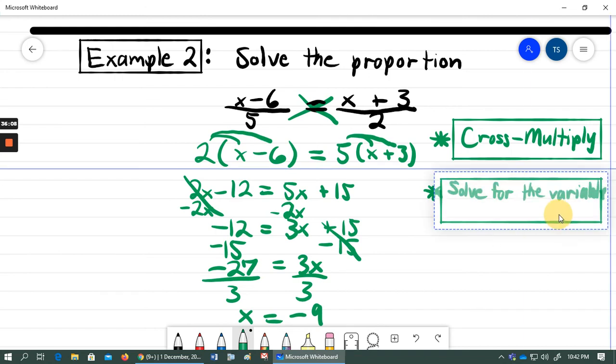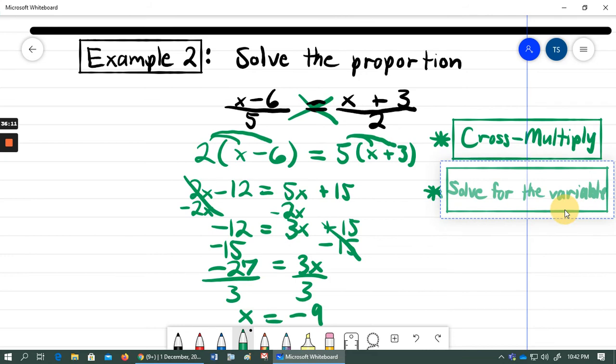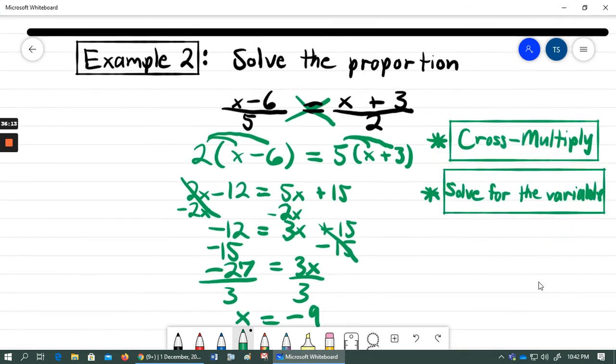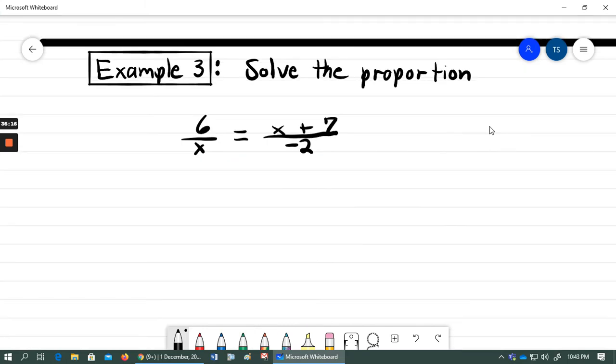Oops, that's sloppy. Ooh. Okay, a little bit better. All right, next example, last example coming up.